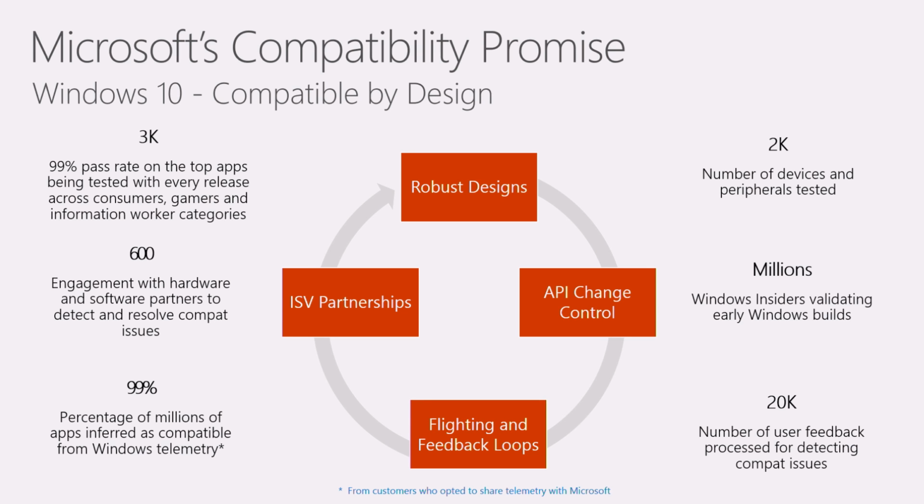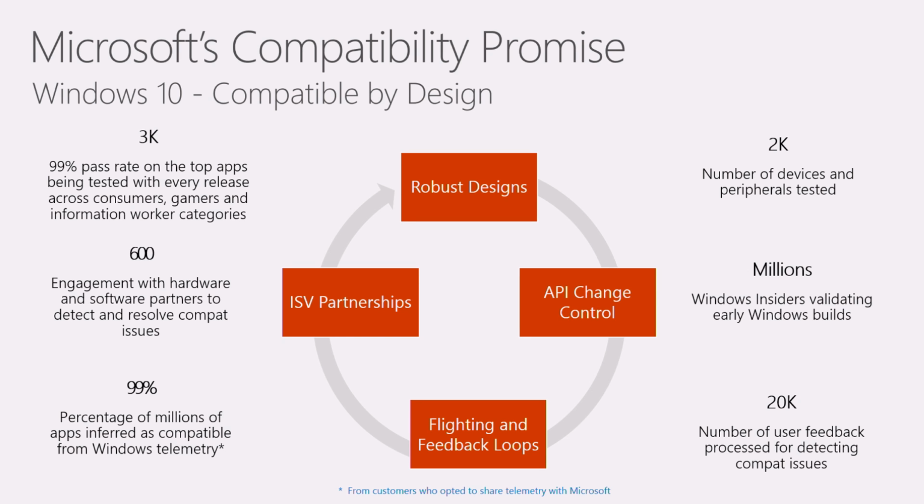Let me touch upon the numbers on the side. From a Compat team's perspective, we have a test organization, and we take like the top 3,000 apps, and we test them with every single release. So every 6 months or so that we're going to go release a build, we're testing 3,000 apps, and these are top apps based on top downloaded apps, top used apps. So we get telemetry signals to go help us come up with this top 3,000 number.